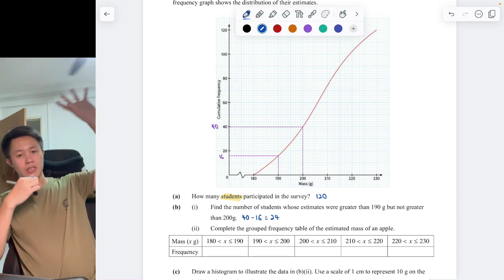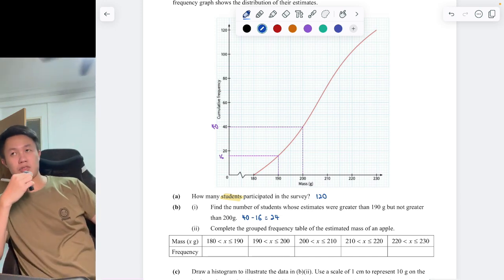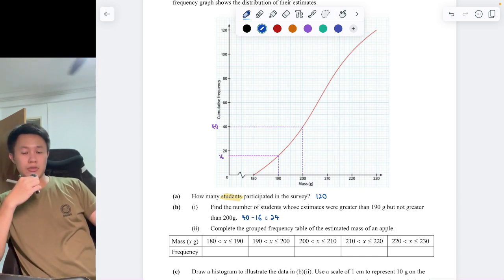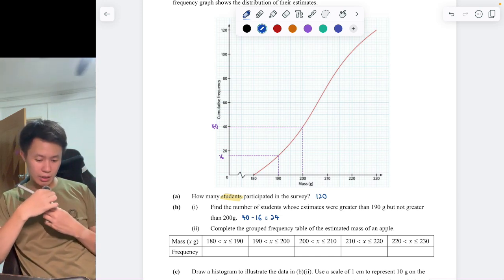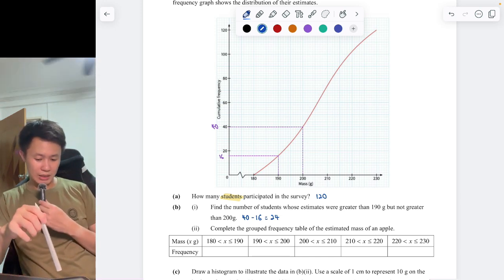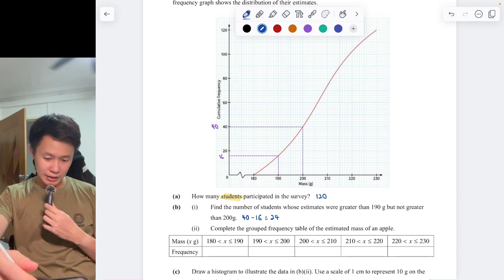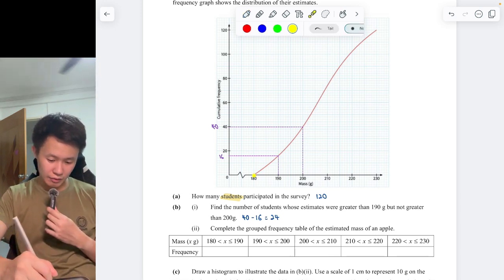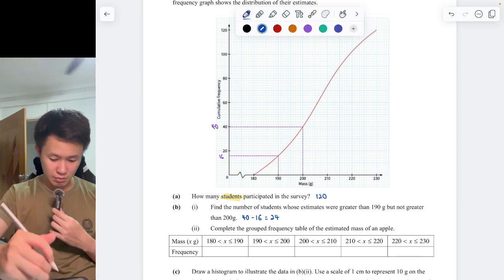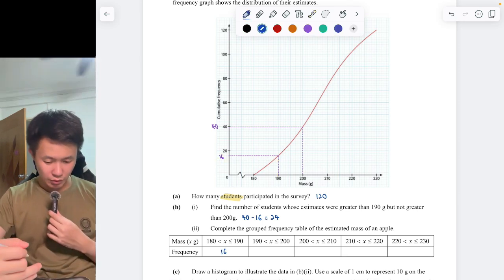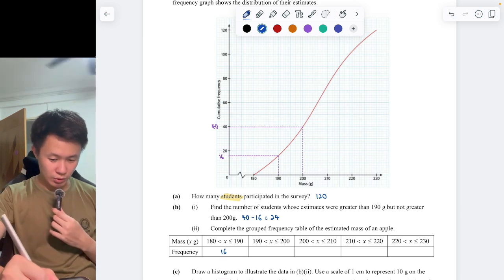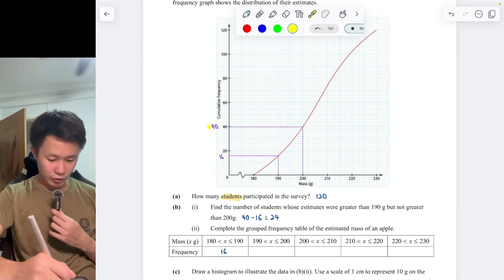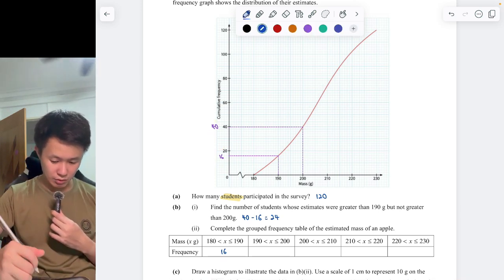Okay. So from here, we're going to redo the frequency table, the grouped frequency table. If you look at the masses, we're talking in between 180 to 230. At 180, we have 0 apples. From 180 to 190, we have a total of 16 apples, so you can simply write 16. From 190 to 200, we are going to take 40 minus 16. That gives you 24.